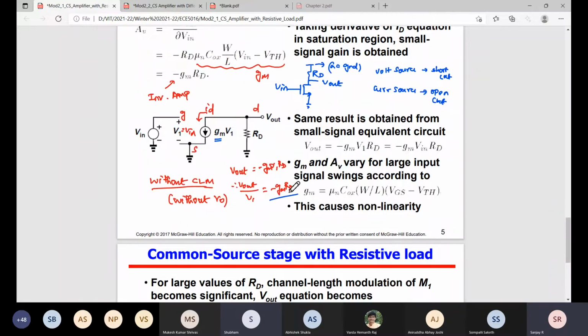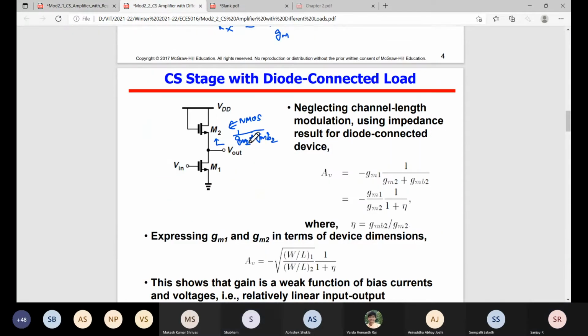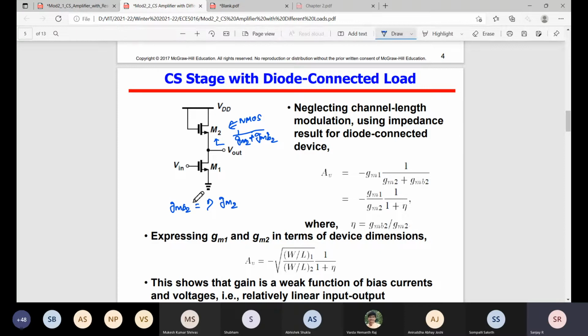So simply, for the gm1, replace RD by 1/(gm2 plus gmb2). So what is gmb2? It is eta into gm, as we discussed in the small signal analysis. So gmb2 by gm2 is some smaller term, some eta. Eta is less than 1. So gmb2 equals eta gm2.